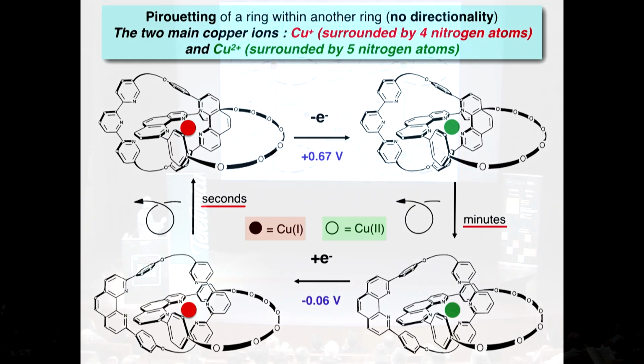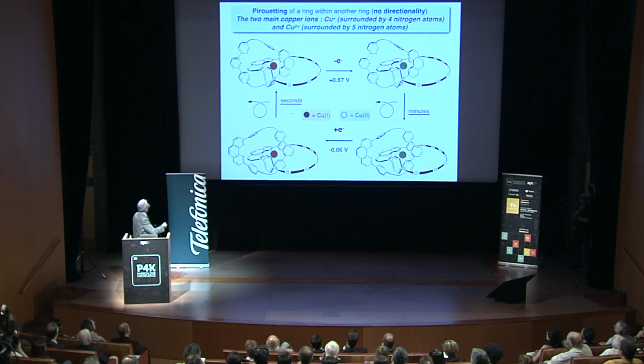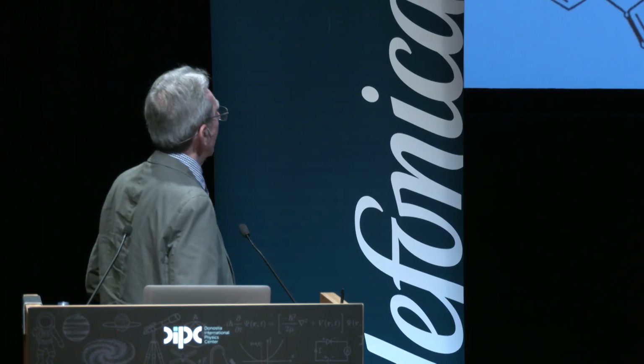Copper 1+ likes to be surrounded by 4 nitrogen atoms, not more than 4. Copper 2+ is more demanding, and it prefers to be surrounded by 5 nitrogen atoms. And we will play with that. So we start from this molecule. Again, not very complicated. It's a catenane. We can make it reasonably easily.